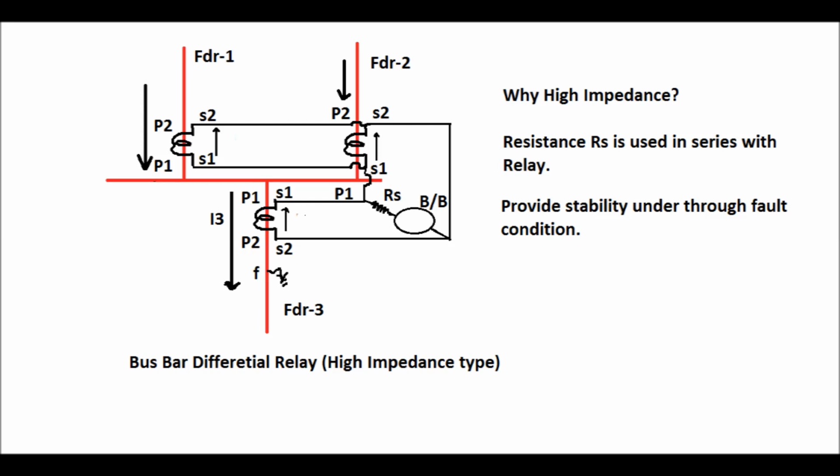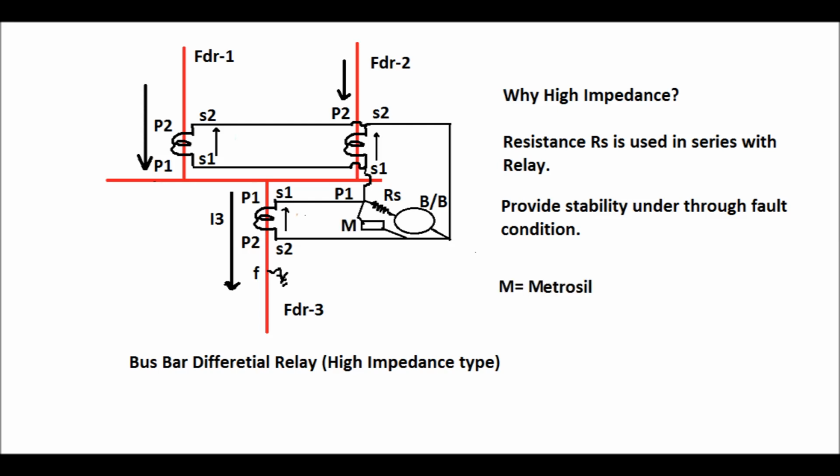Now consider a through fault occurs, that is, a fault occurs outside the zone of the busbar, that is, a fault occurs in feeder 3, and due to this fault the CT saturates for feeder 3, and that is why there will be a mismatch of the current in the relay, and due to this mismatch the relay may operate under through fault condition. So in order to prevent the relay from operating under through fault condition due to CT saturation of any feeder or any transformer, a high impedance resistance is used in series with this busbar protection relay, and that is why it is called a high impedance type busbar protection relay.